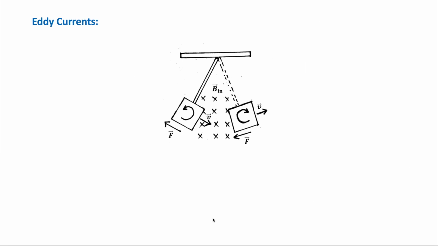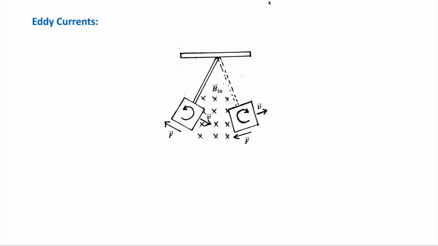So we will now discuss eddy currents. As we have seen, a changing magnetic flux in a circuit induces an electromotive force and a current. In this same way, circulating currents known as eddy currents are also induced in bulk pieces of metal if they move in a magnetic field. So the changing magnetic flux will induce eddy currents.